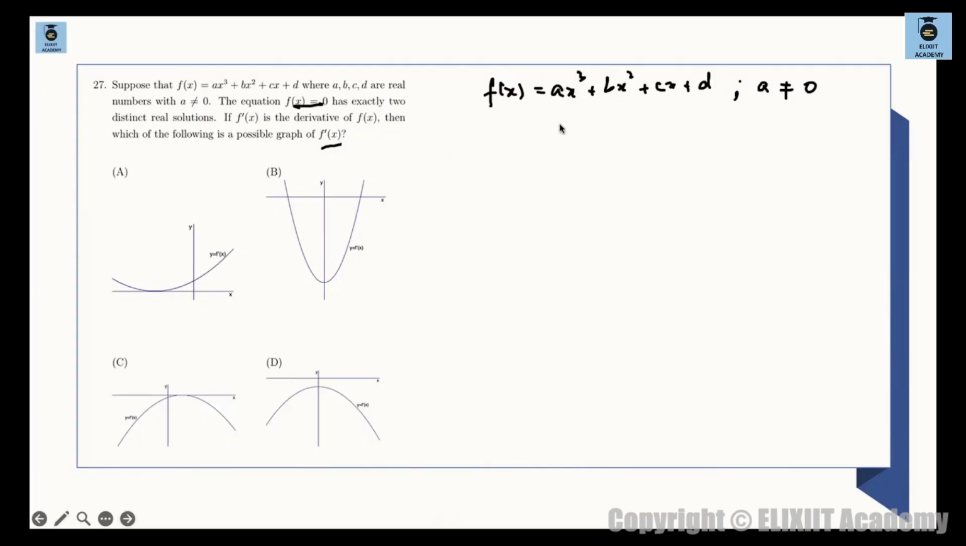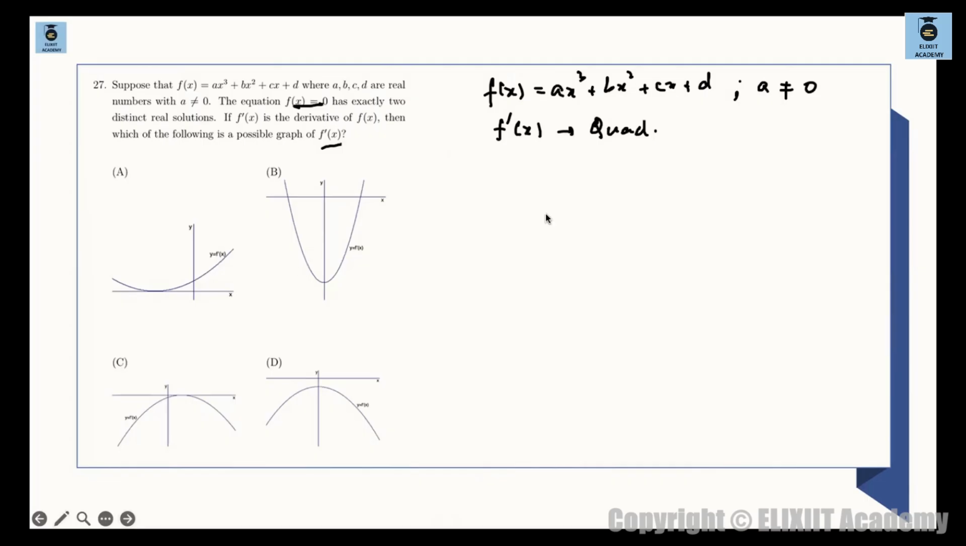Okay. So we need to identify the graph of f dash of x. So this much is clear that f dash of x will be a quadratic. f dash of x will be a quadratic and the graph will be a parabola type. And all these 4 graphs they have given are all parabola types only.